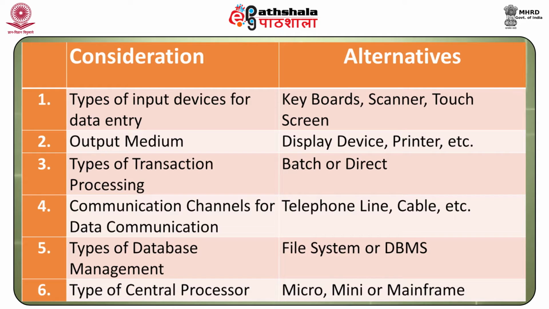4. Communication channels for data communication. The alternatives could be telephone line, cable, etc. 5. Types of database management. The alternatives could be file system or DBMS. 6. Type of central processor. The alternatives could be micro, mini or mainframe.